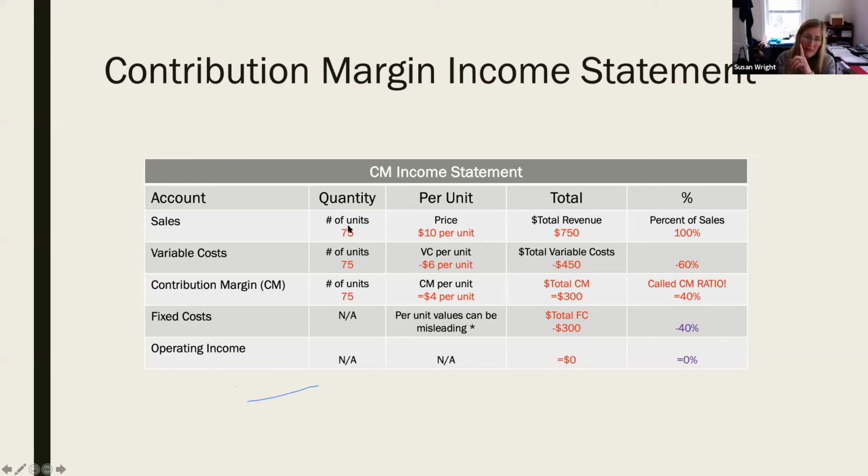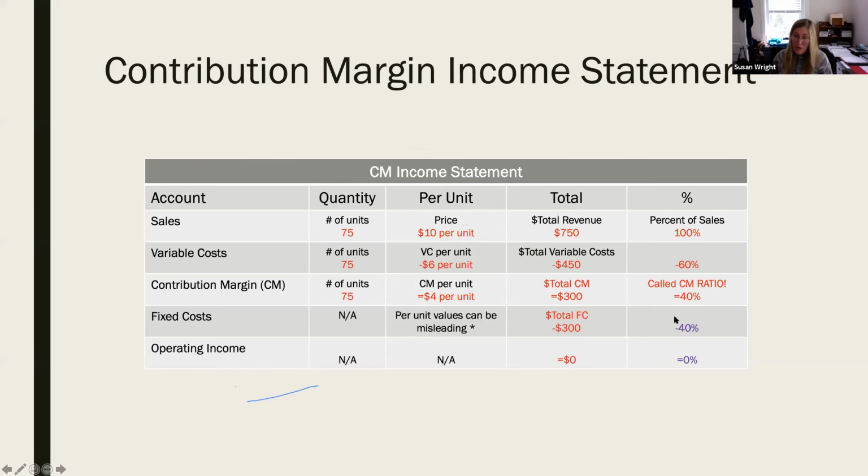So take that 75 all the way up. 75 times 10 is 750. 75 times 6 is 450. You subtract that, you get 300. 300 minus 300 is 0. We just proved break-even point. All right, now look what happened. These percentages stayed the same because I told you they were fixed. You can count on them staying the same. What happened here though?